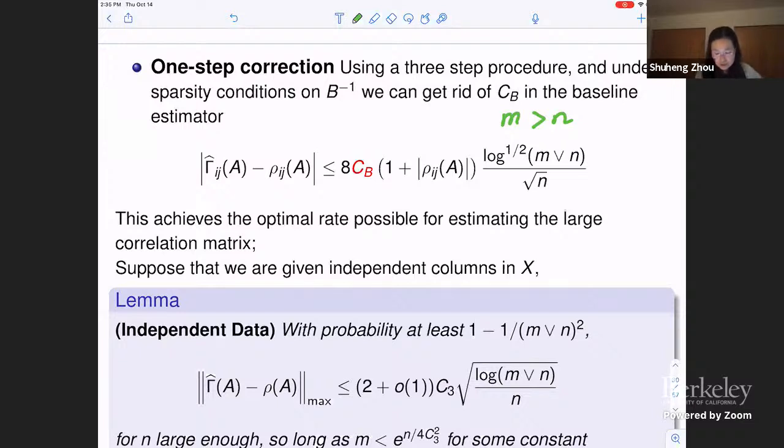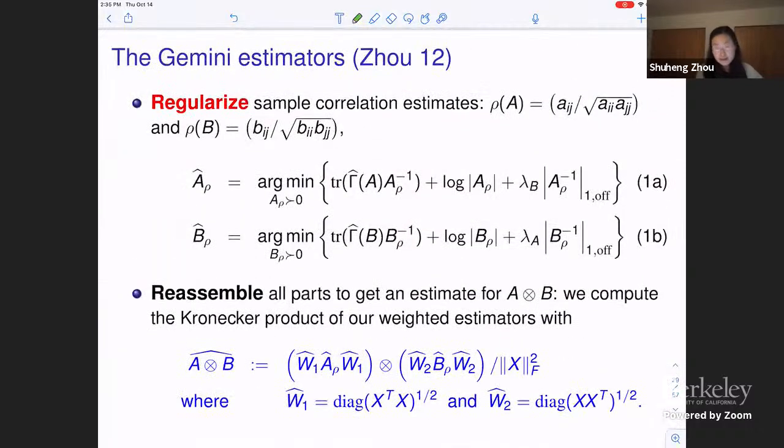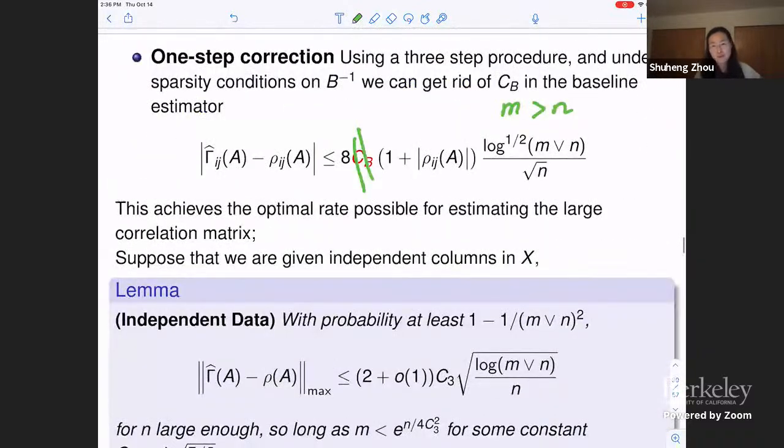And the key thing to know is this can be killed if I do a three-step procedure. So the three-step procedure basically is as follows. I estimate A and B using the two-step procedure. And after I get this initial estimate of B, I can use this B to decorrelate my rows to make the rows become independent, very much like what I did in the very beginning of the talk when I used B to decorrelate the whole data, which contains the mean. So the idea is the same: all the columns become isotropic, and I use those isotropic columns to estimate A. I get basically perfect rate of convergence.